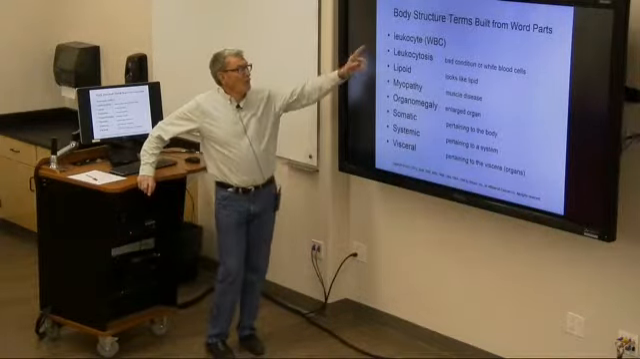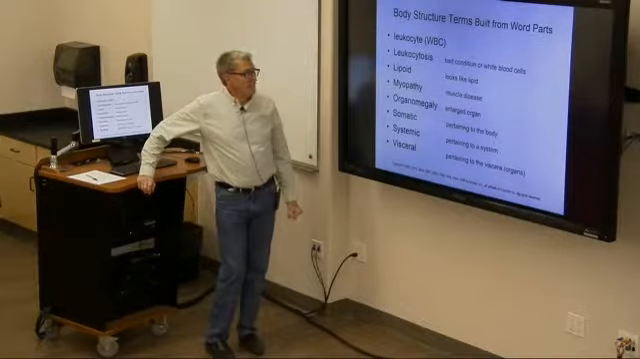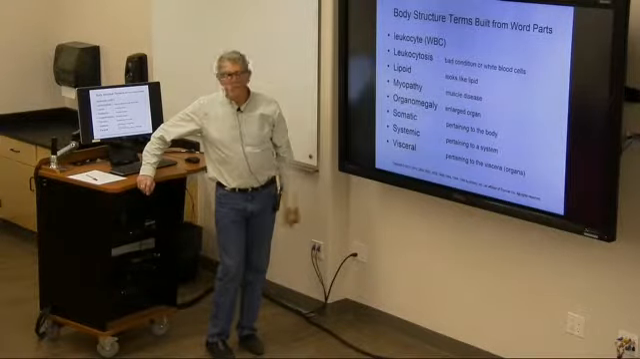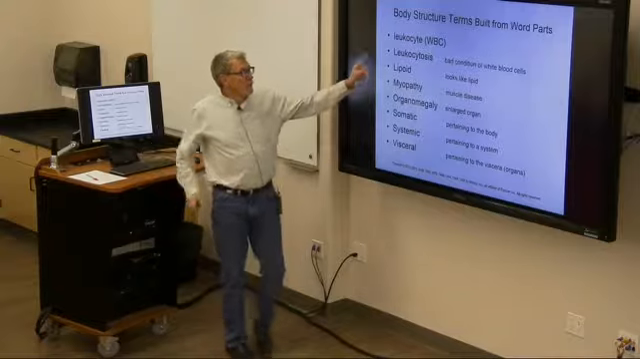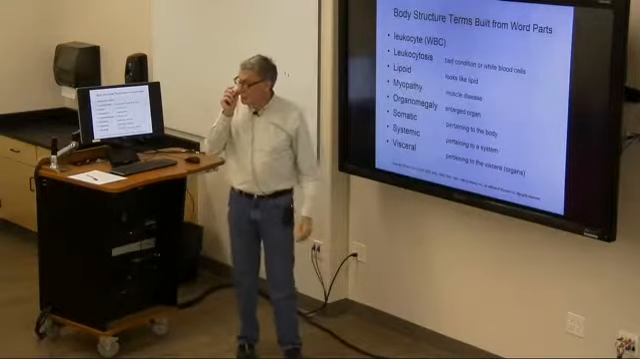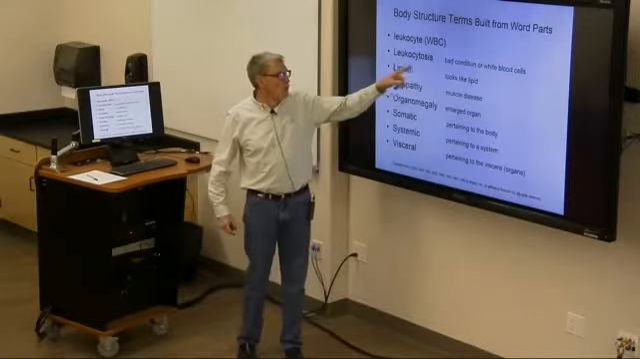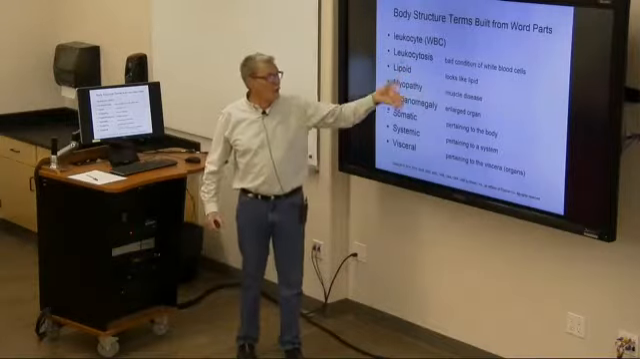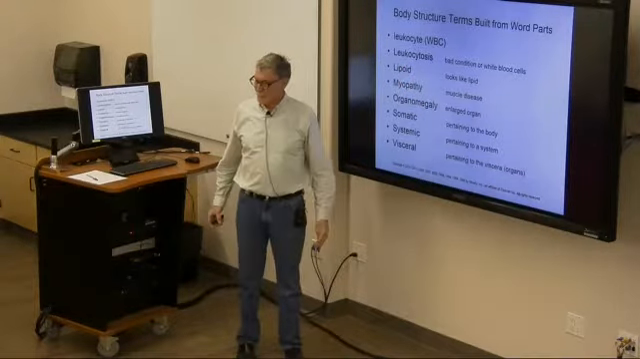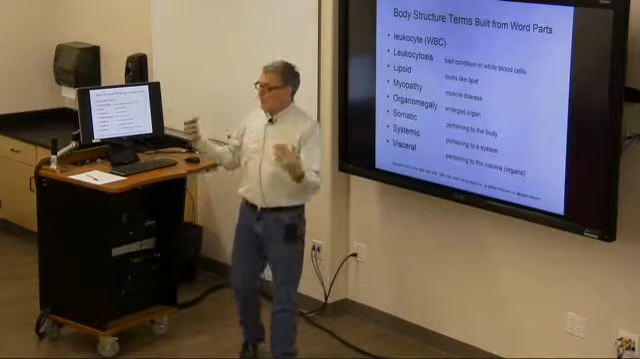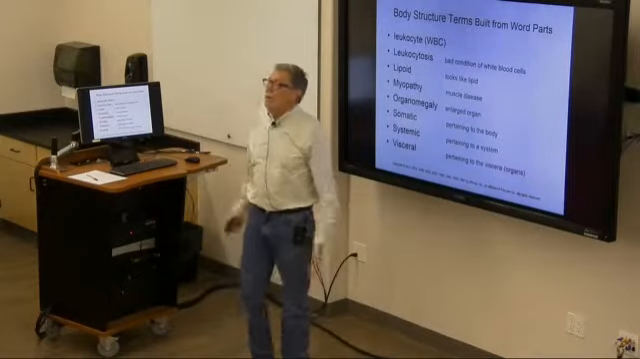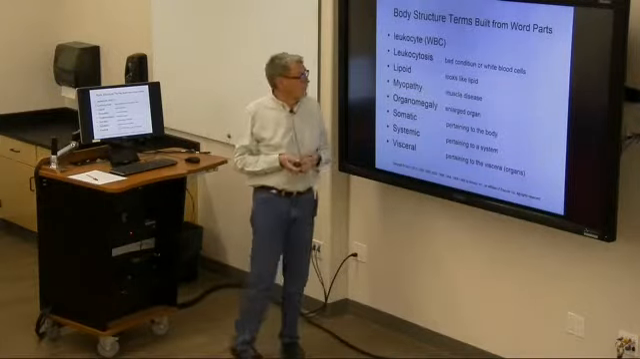So here we have leukocyte. It's built from word parts, even though it's missing one. Leukocytosis, this is an abnormal condition of white blood cells. Too many white blood cells. If you have a bad infection, you will experience leukocytosis. You may make way too many white blood cells.